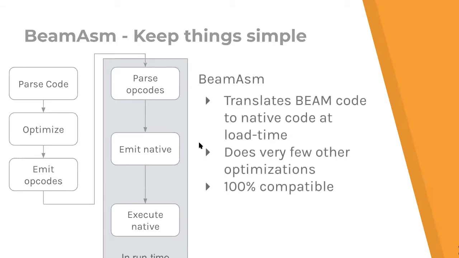Our just-in-time compiler translates Beam code to native code very directly and does very few other optimizations. It does do a few, but not very many, and it's 100% compatible with the interpreter. So you can still run the interpreter and it works the same way.